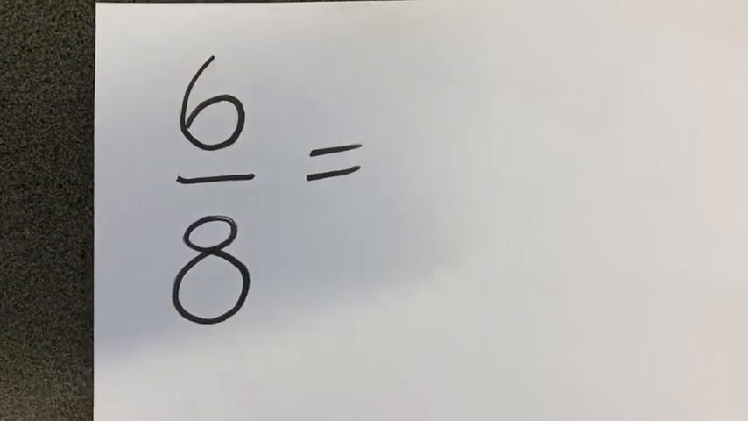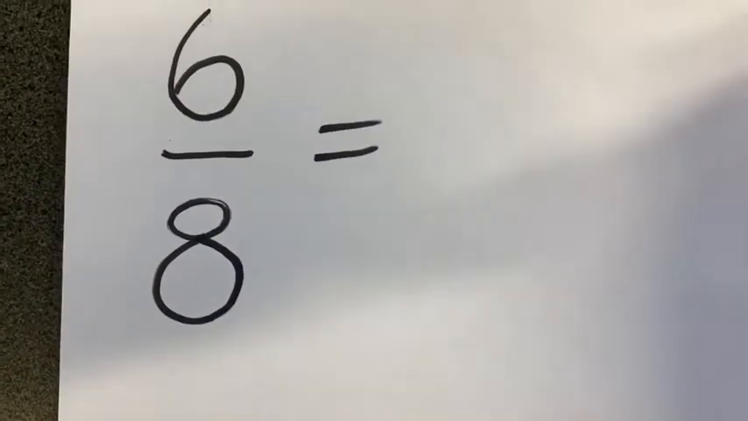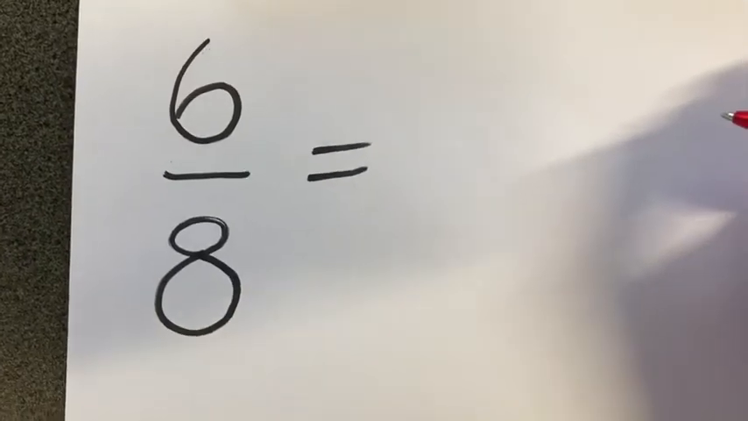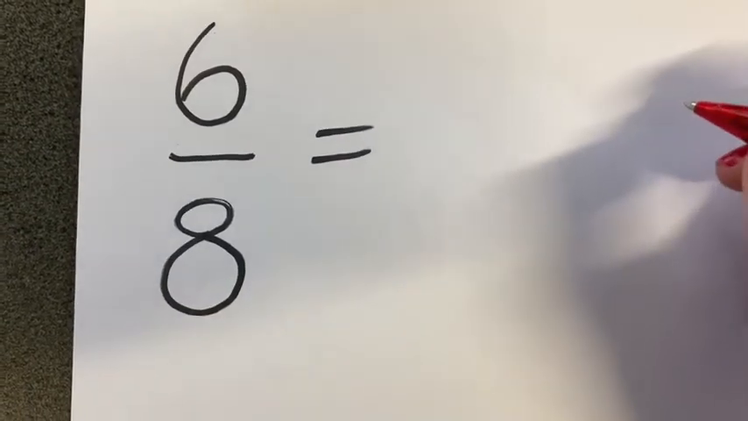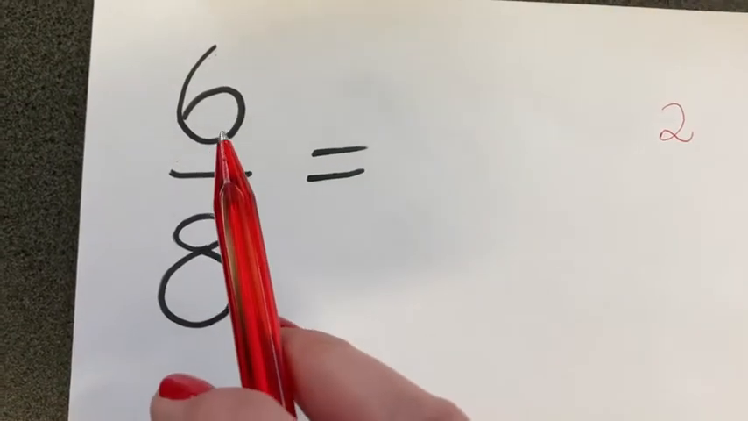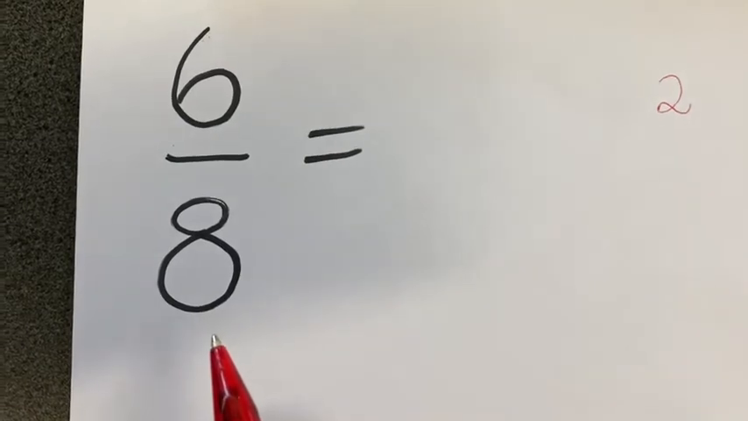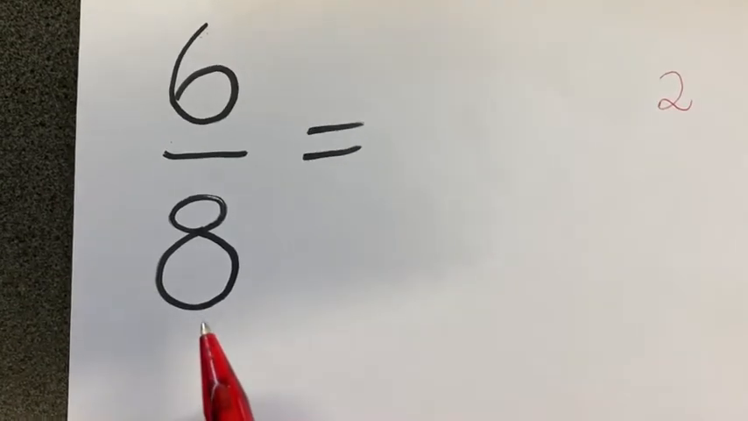Well, say we have 6/8. First of all, we go, right, can 1 go into 6? Yes. Can 1 go into 8? Yes. But we've already got that. So next we look at 2. Can 2 go into 6? Yes, 3 times. Can 2 go into 8? Yes, 4 times. Let's look at 3.